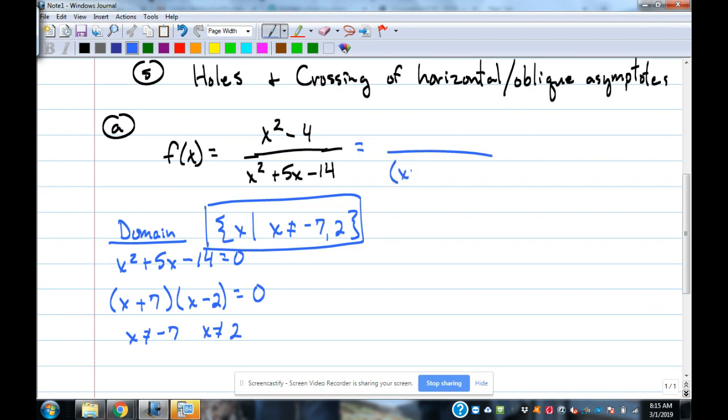I've already got the factored form of the denominator now. What's the numerator factor as? Yeah, it's a difference of squares, so really easy factor in there.